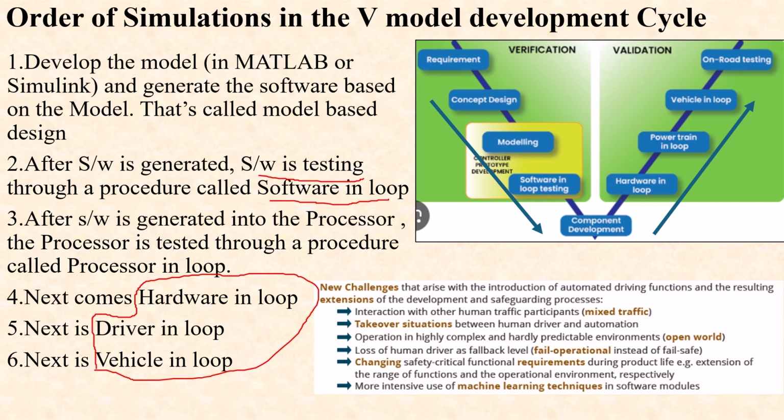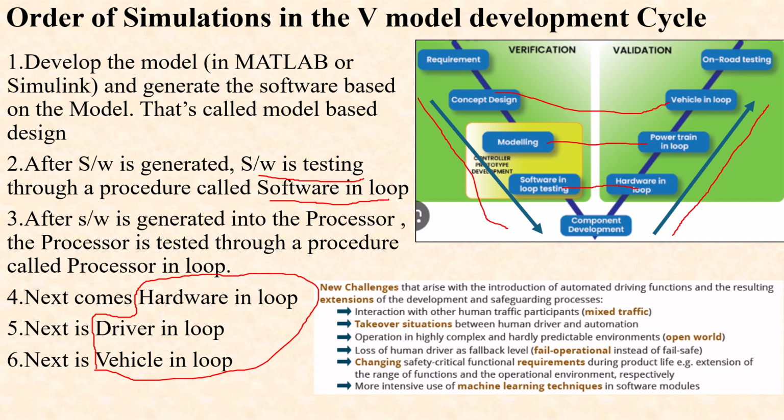Okay, you see this drawing here: you are designing and developing, and as you are designing and developing, you are proactively testing. Software you are developing, software in loop is developed, and next hardware in loop, next modeling, powertrain in loop, concept design, vehicle in loop. So there is a clear cut matching of the various requirements.